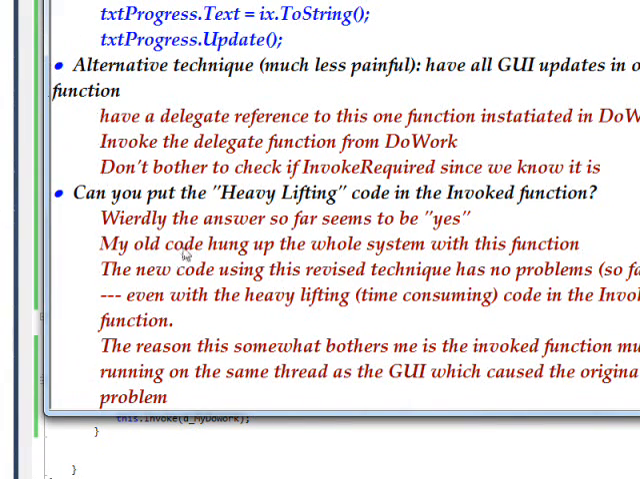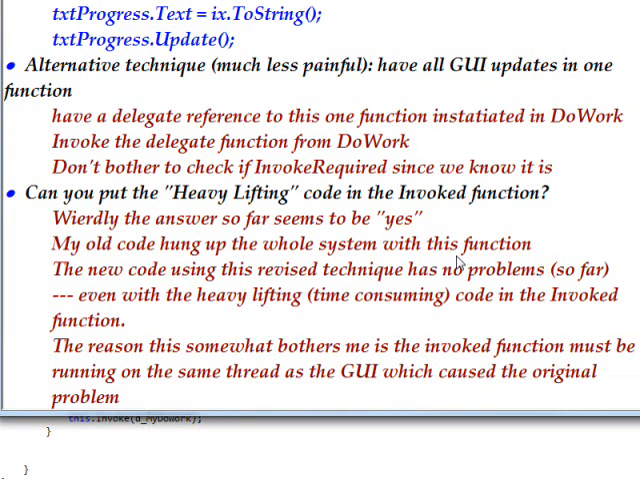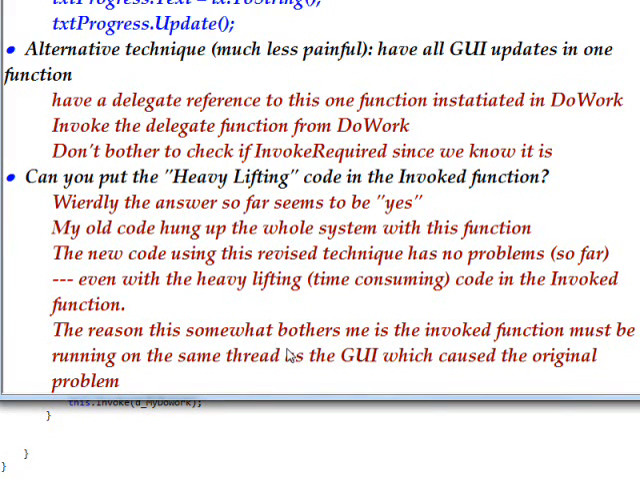And I know this from testing because the old code I wrote hung up the whole system. It not only froze the running program, but it seemed to hang up the computer as well. All I could do was bring up the task manager and cancel the program in order to get the computer working again. But this new code with the revised technique, so far, even with the heavy lifting code in the invoked function, works great. You know, it works perfect.